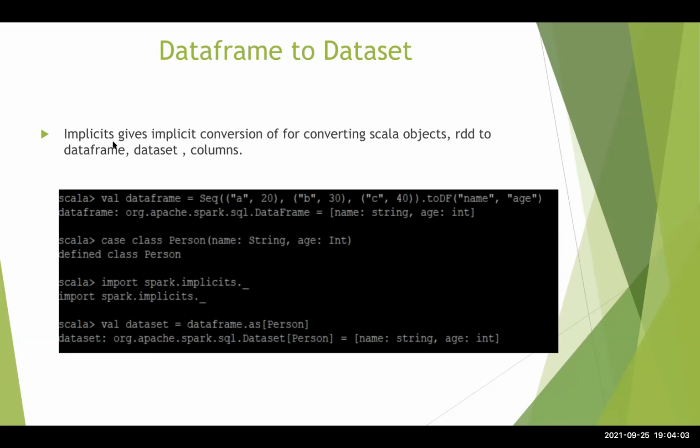How to convert data frame to dataset? Simple. Okay, so you have a data frame. I'm passing this name and age. This is a sequence converted to a data frame, and the column names are name and age. I'm creating a class Person which has name and age. Name is string, age is int. I import Spark implicits, and that's all I do. I say dataFrame.as[Person]. It automatically converts this, because each record here can map to this class without any issue. So I can convert this data frame to dataset like this.